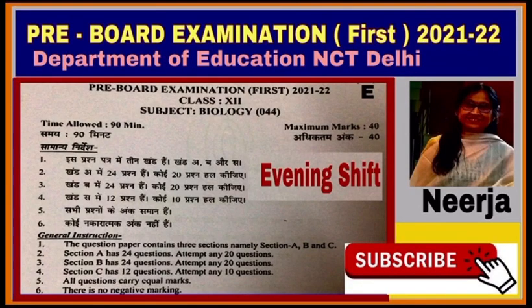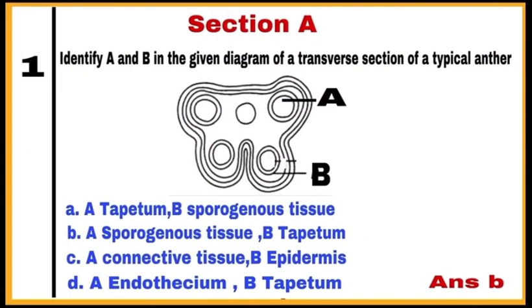Hello students, this is again the first term pre-board exam conducted by Department of Education for evening shift students for the batch 2021-22. First read all the instructions given and then start the paper. This is section A having 24 questions and you have to attempt any 20 questions.